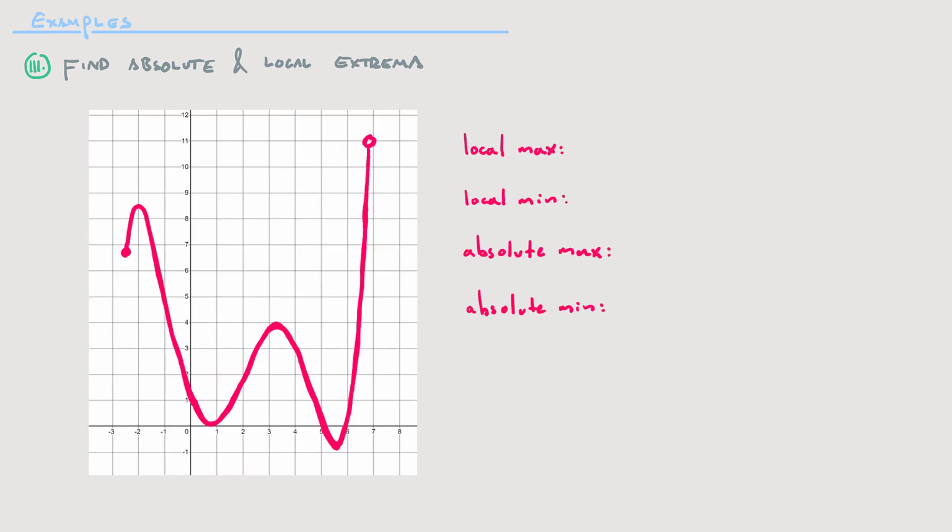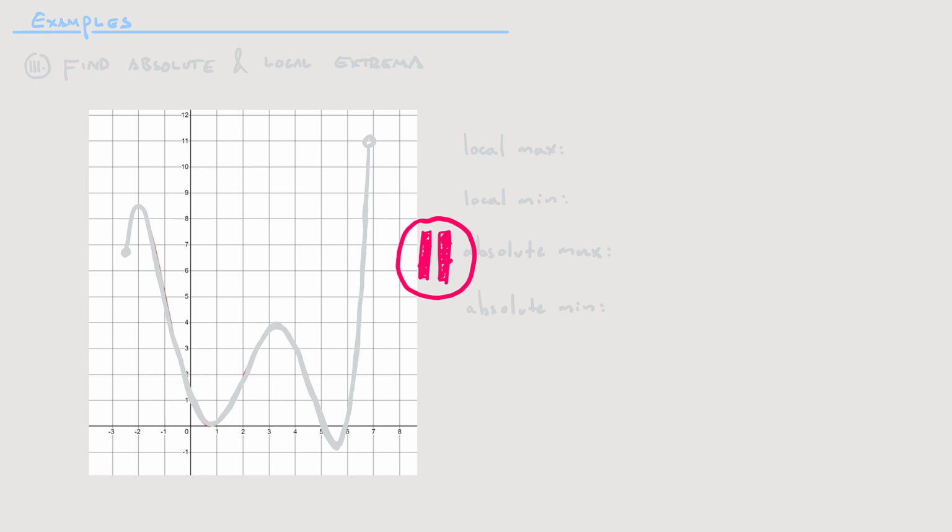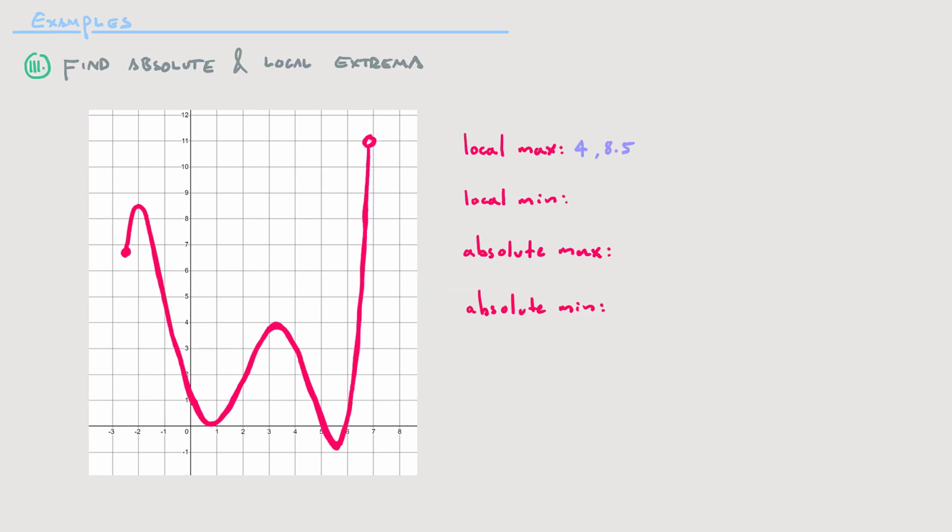Example number 3. All right, for this one, I'm going to give you a second. What I'd like you to do is pause the video and see if you can figure this one out. All right, let's go through this one. I'm going to start with local maximum, looking for hills, and I see 2 of them. 4 and 8.5 are the 2 that I put. Right here and right here.